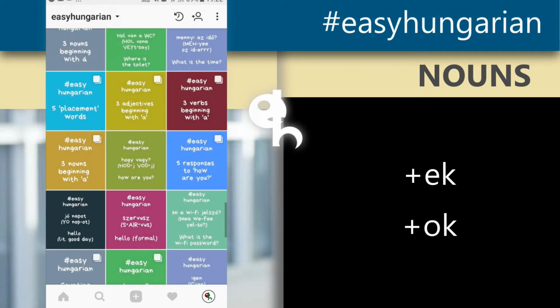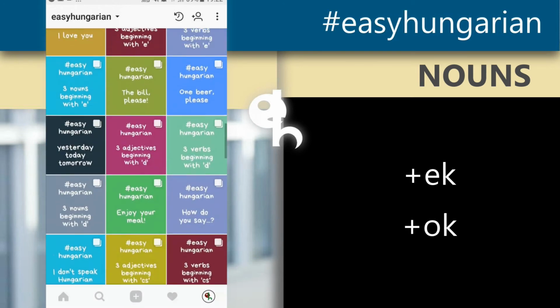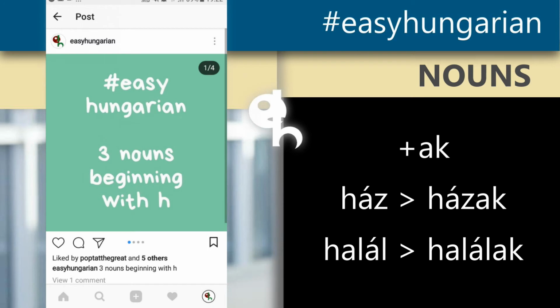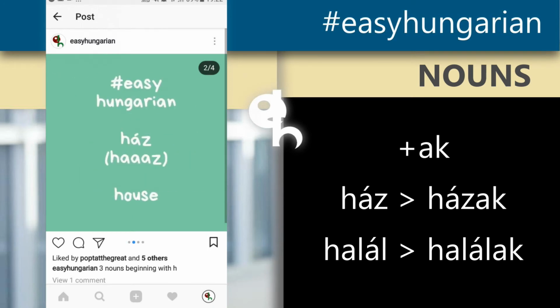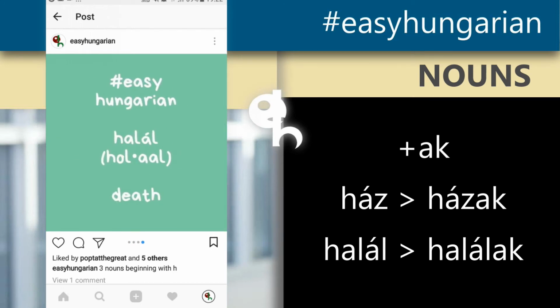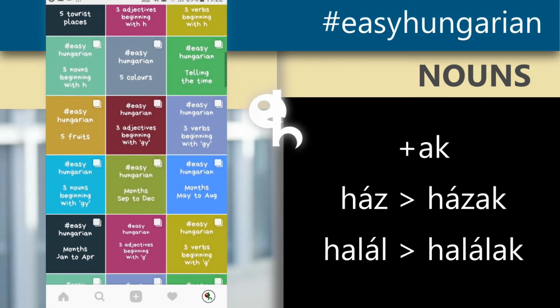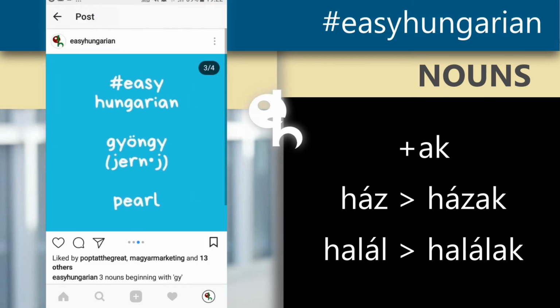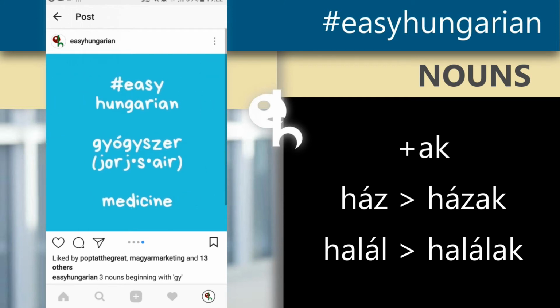So we talked about adding an EK and an OK. Sometimes they also add an AK to the end. For instance here, ház becomes házak, and halál becomes halálok. There is a difference between the AK and the OK. You might be able to hear it, ak and ok. Takes a bit of practice, but it is important.